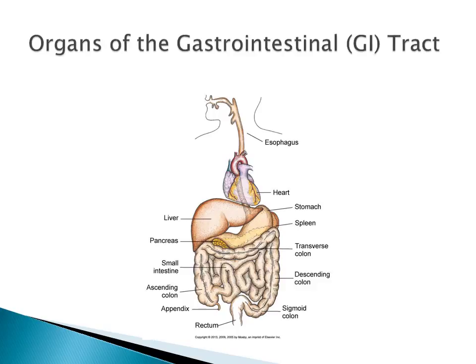Otherwise, just keep in mind that we do have different secretions that are produced in our stomach. We have hydrochloric acid, mucus, the enzyme pepsin, and intrinsic factor, and all of these empty into the small intestine.